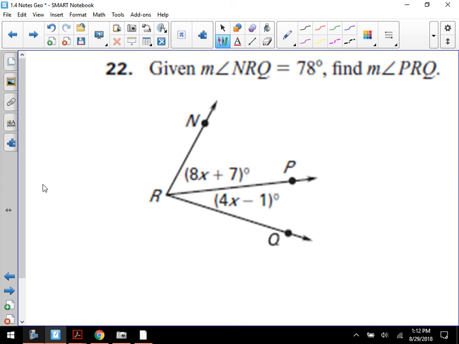So I have two angles that share a common vertex. That common vertex is at R. Their common side is that ray RP. So I know that those two angles have to add up to equal the larger one. So that's what the diagram says.